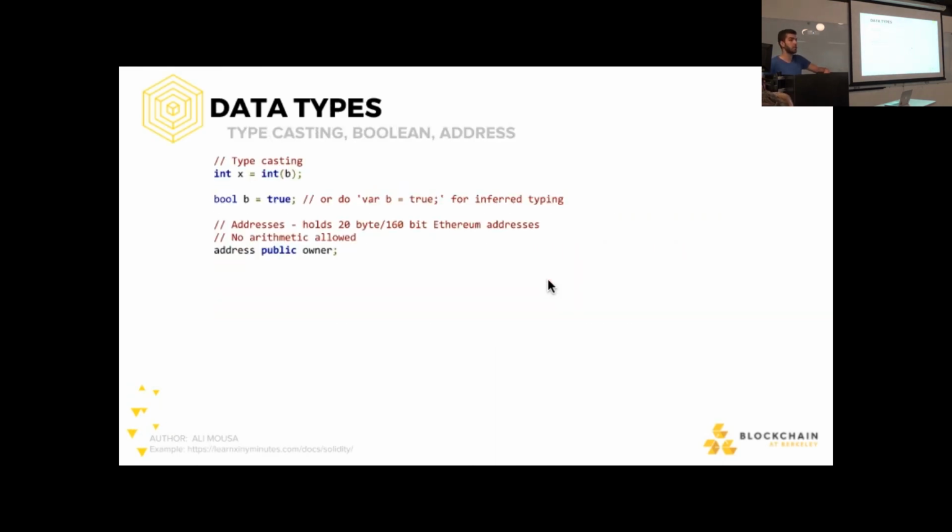So in Solidity, you can cast data types. If you have a string that says 1 in quotations, you can cast that to an int, just like that. You have this thing called infer typing, which is where Solidity can infer the type of the data based on how unique it is. For example, true and false are obviously Boolean. And then you have addresses, which are these 160-bit strings of numbers and letters.